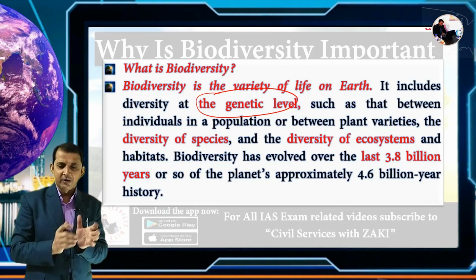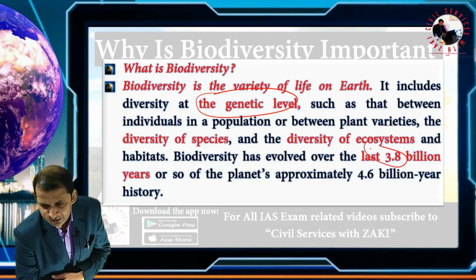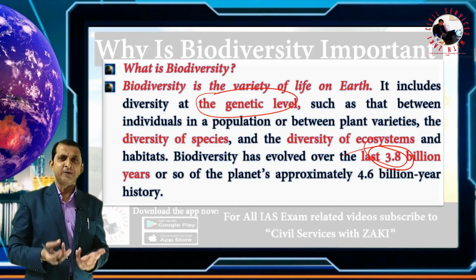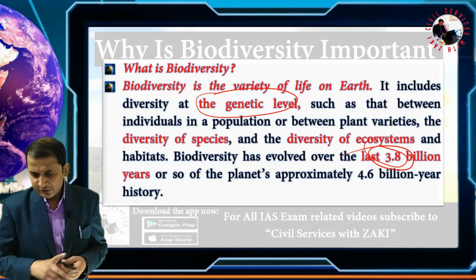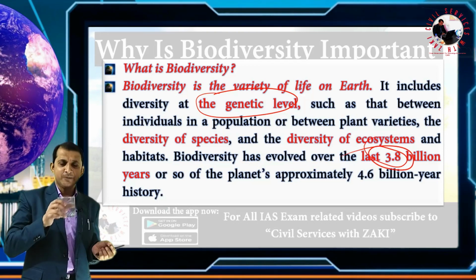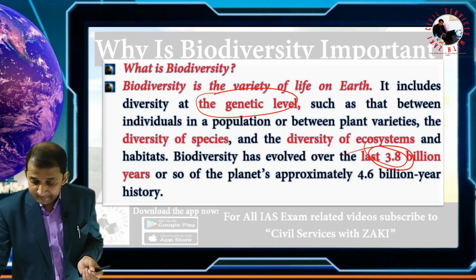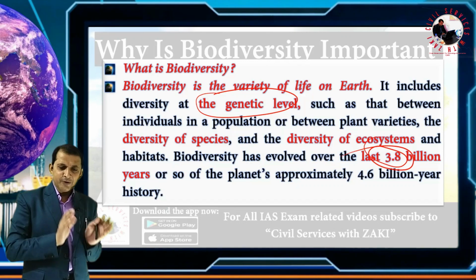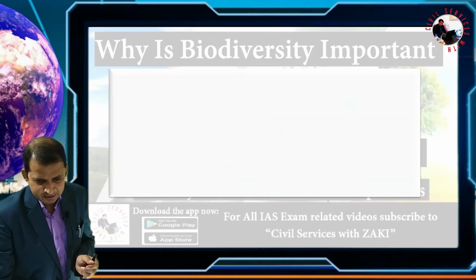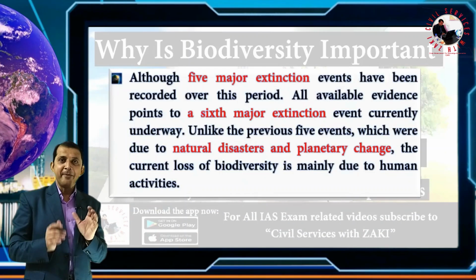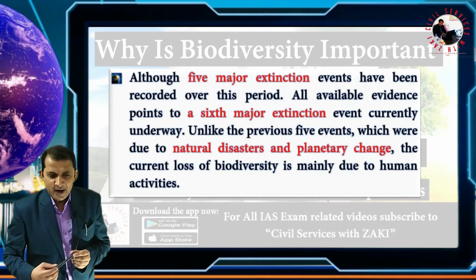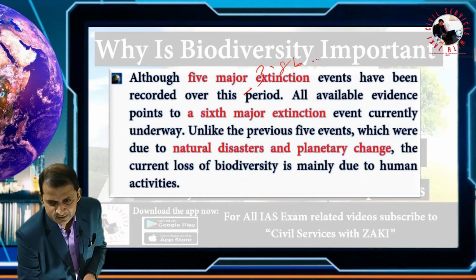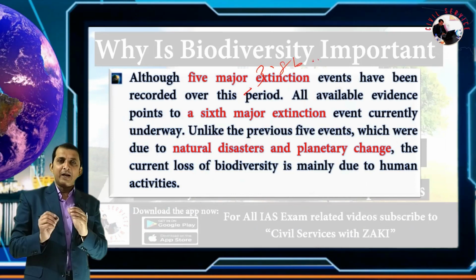Biodiversity has evolved over the last 3.8 billion years. As you know, the age of our planet is approximately 4.6 billion years, and basically 3.8 billion years involved life on the earth. Over this period, five major extinction events have been recorded.